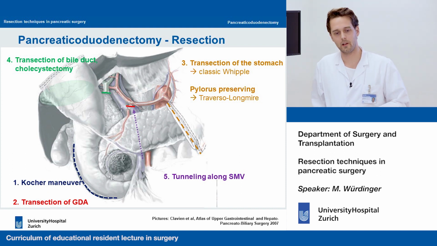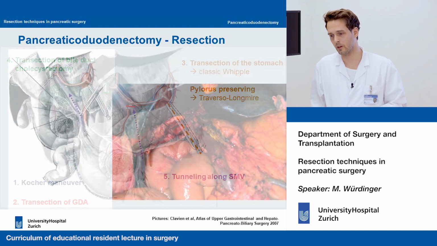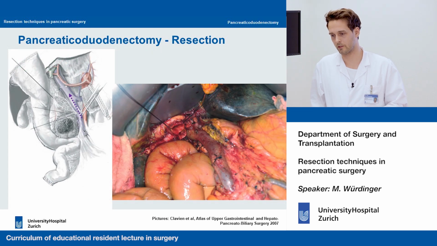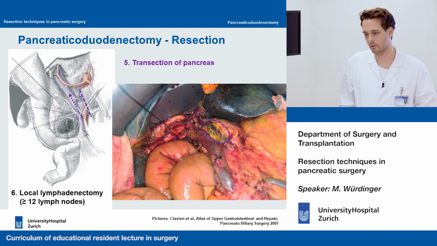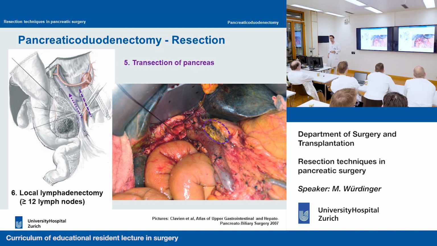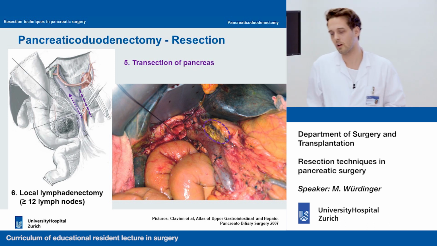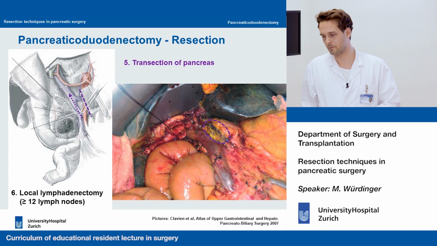And this is along the SMV. So we start with a tunneling of the SMV, and then along this line, a transection of the pancreas parenchyma. Then the head, the duodenum, and the distal part of the stomach are en bloc removed, and a local lymphadenectomy is performed with at least more than 12 lymph nodes.